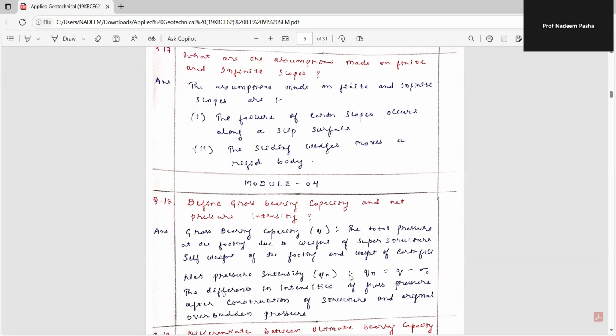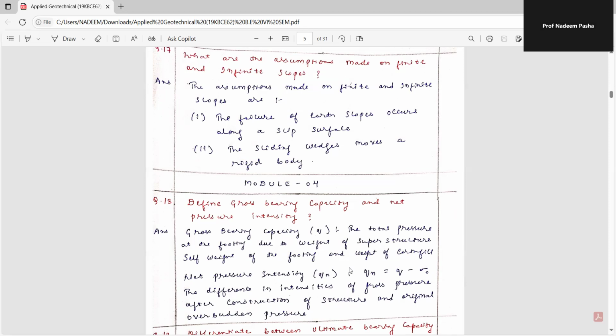Next, define gross bearing capacity and net pressure intensity. Gross bearing capacity is the total pressure at the footing due to the weight of superstructure, self weight of the footing and weight of earth fill. So how are we defining gross bearing capacity? It is nothing but the total pressure at the footing due to weight of superstructure, self weight of the footing and weight of earth fill.